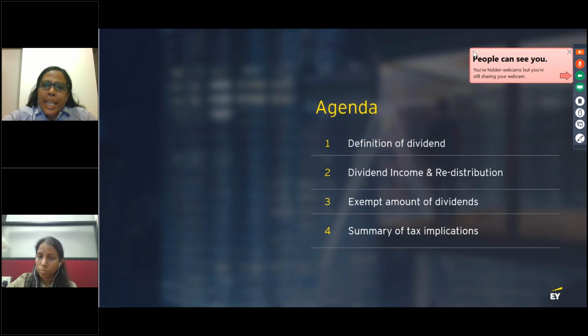So that's the background. Today's agenda will cover the definition, which we will look at from the Inland Revenue Act. Then we will look at dividend income and redistribution, and how it happens. We will also look at how the exempt amounts of dividends are derived and what the law says. Are there any specific exemptions on dividends? Finally, to conclude, we will do a wrap-up summary of the tax implications.